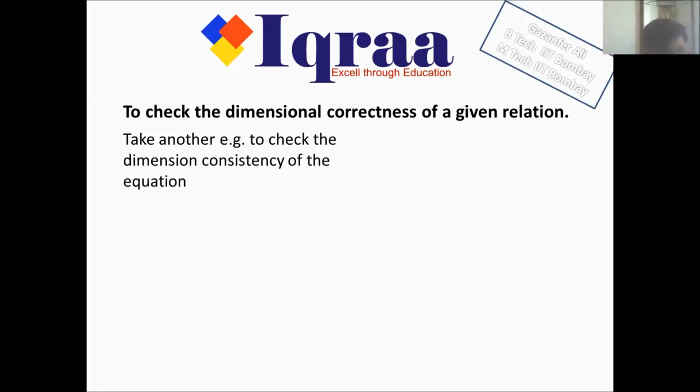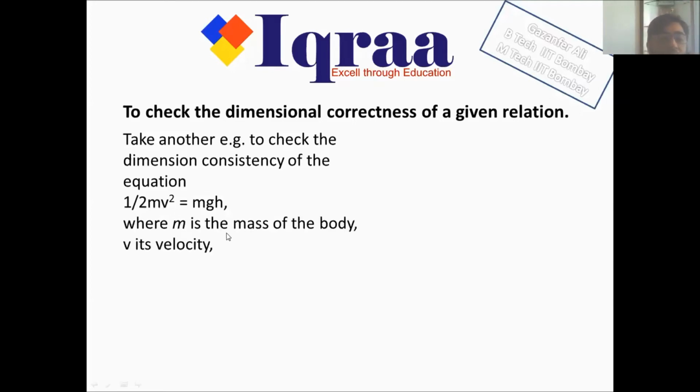Let's take another example to check the dimensional consistency of an equation. I have taken this example from your NCERT book. We have to check the correctness of this equation from the dimensional point of view: half mv square is equal to mgh. Remember, if this equation passes the consistency test of dimensional analysis, it doesn't mean this equation is 100% right, but we know that this equation is right from our previous knowledge. So m is the mass of the body, v is its velocity. In the above equation, g is the acceleration due to gravity, and h is the height from which the object falls.